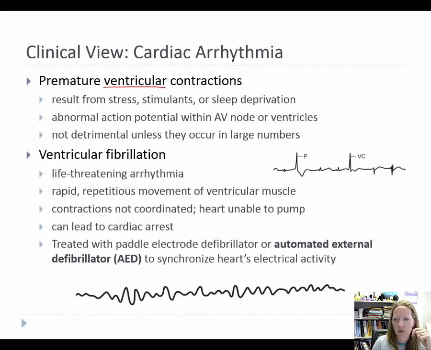And so usually ventricular fibrillation is going to be life-threatening. What happens there is the rapid repetitive movement of ventricular muscle. Contractions are not coordinated, so the heart's not able to pump out all of the blood from the ventricles. It's able to pump out some, but not enough, and it can lead to cardiac arrest. So with some of these conditions, they will use the AED in order to shock the heart back into a normal synchronous rhythm after that.